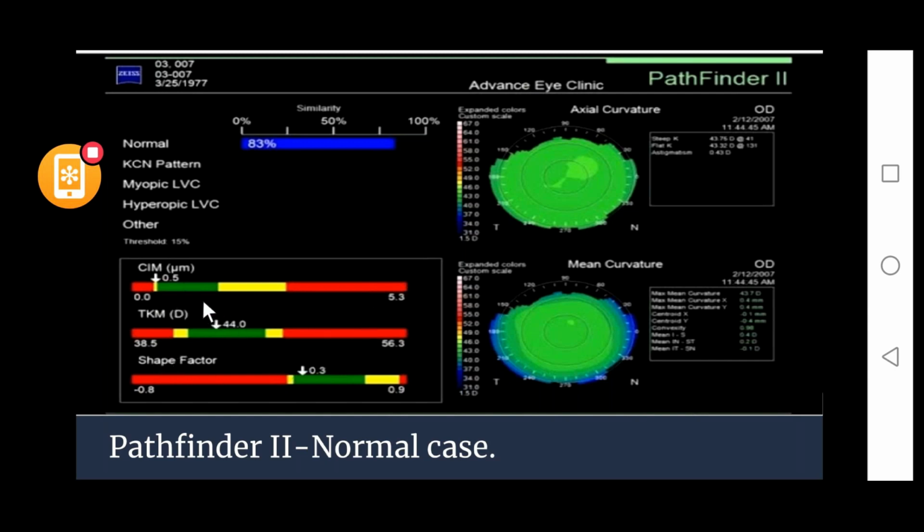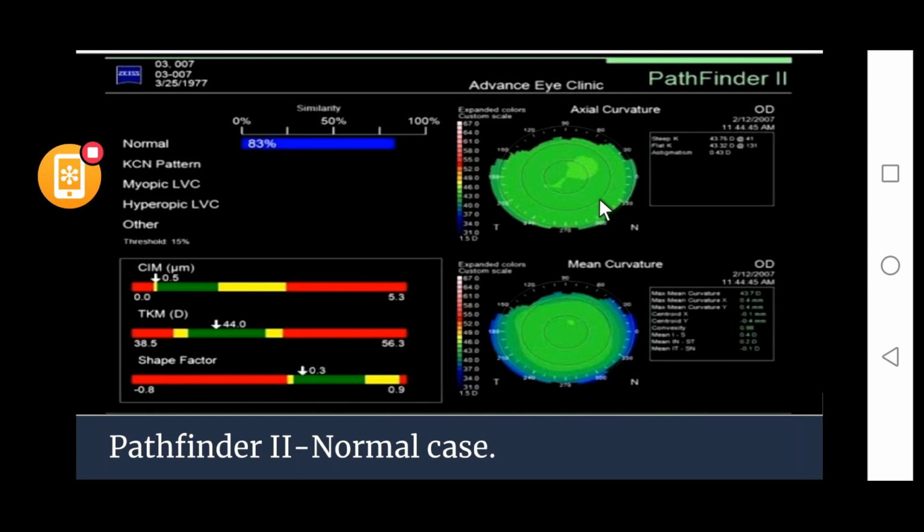As you can see, there are two red bars in each of them, right? If you can see the shape factor, this is a negative, this is a negative, and it is shown in the red, and over here as well there is a red value and there are green values. Our patient's shape factor is falling into 0.3 and it is in the green data. That means it is normal. Again, TKM is falling in the green, again it is normal. CIM, again it is falling in the green region, again it is normal.